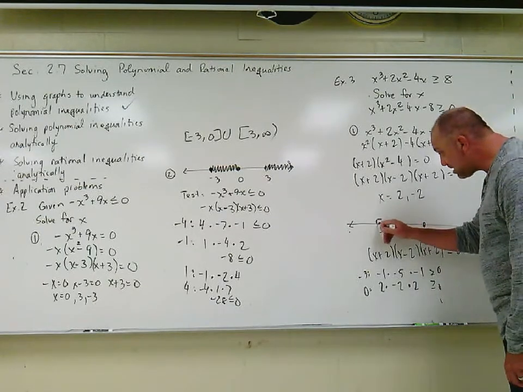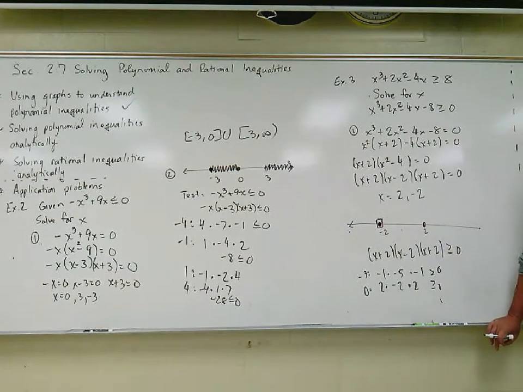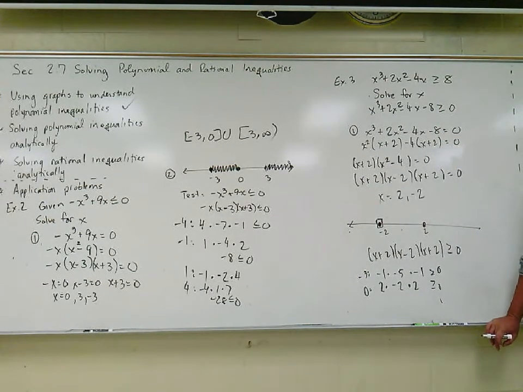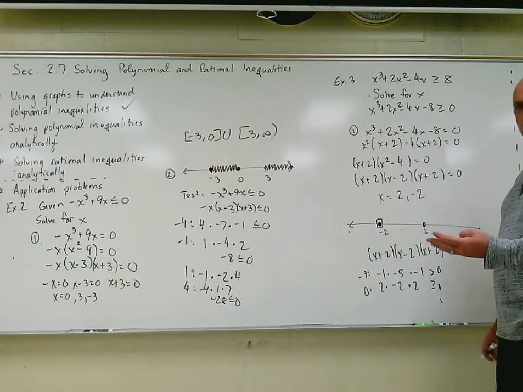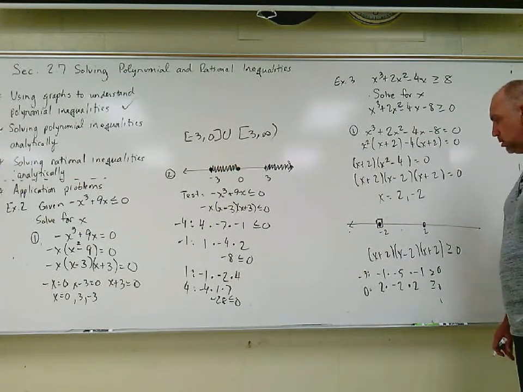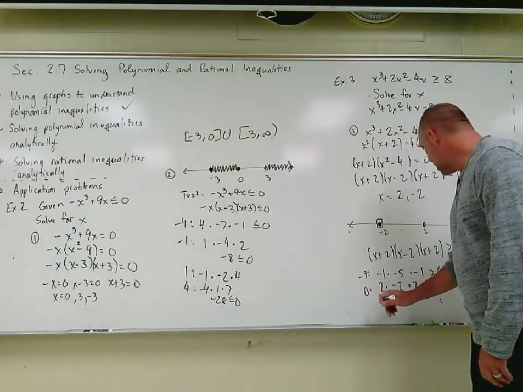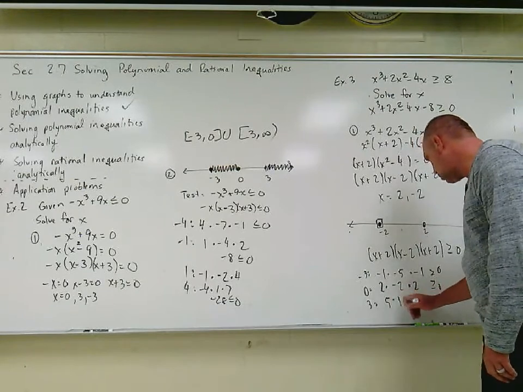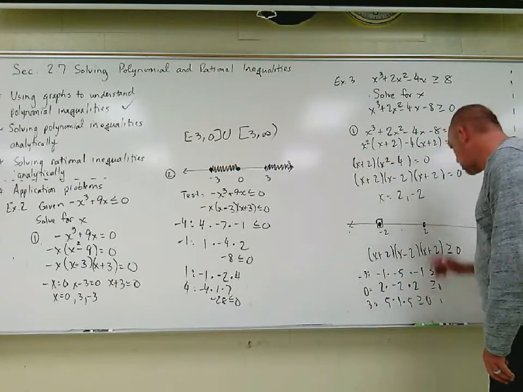However, that is a solution, because it says, where is it greater than or equal to 0? So I'm going to have to give the number negative 2 when I answer this. I'll show you how we write it, okay? Because negative 2 equals 0. The question is, where are we greater than or equal to 0? So I've got to give negative 2. And then the last one, I'll plug in a 3, and I get 5 times 1 times 5, which is greater than or equal to 0.